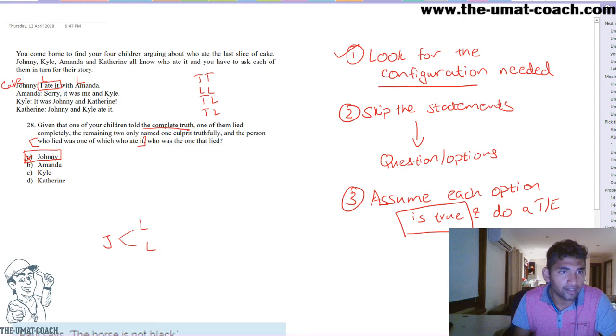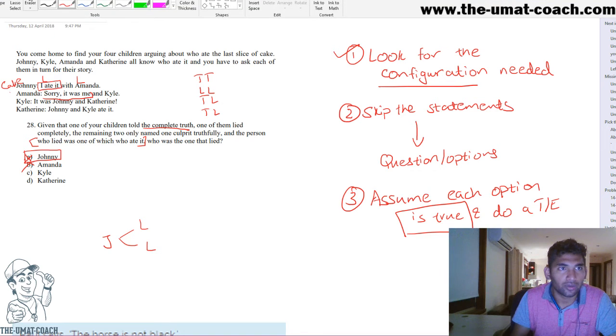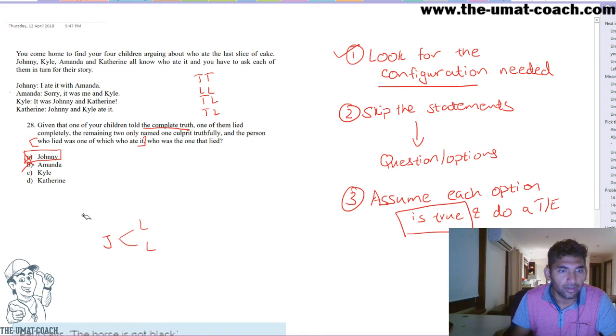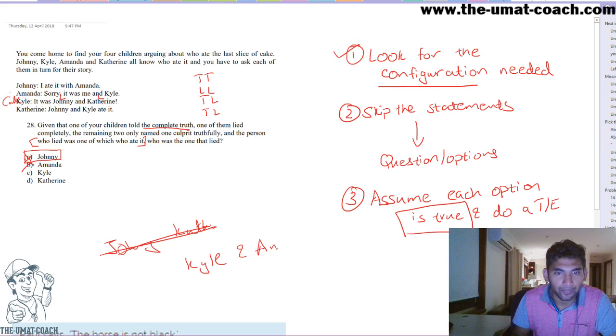And anyone who says it was me, so again Amanda, can't be Amanda either, so we cross her out as well. Now let's take a look at Kyle. Kyle's saying that it was Johnny and Catherine. So now we have to assume that Johnny and Catherine were the ones who did not eat it, sorry, my bad. For the one who ate the cake, both statements are lies. So the people who ended up eating it must have been Kyle and Amanda. Now that takes out one of the options.